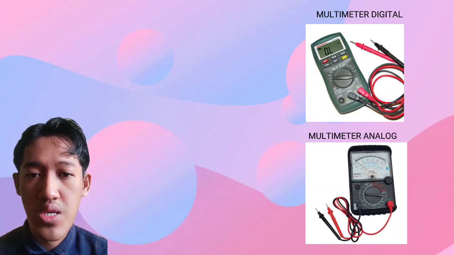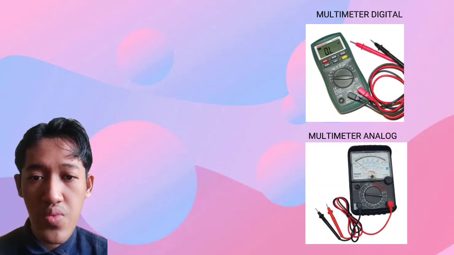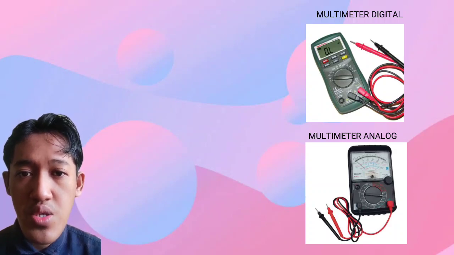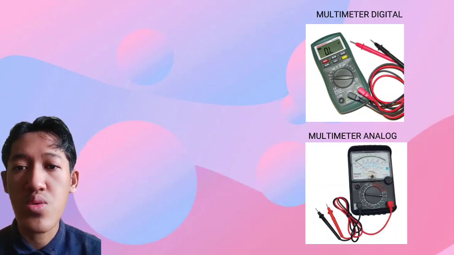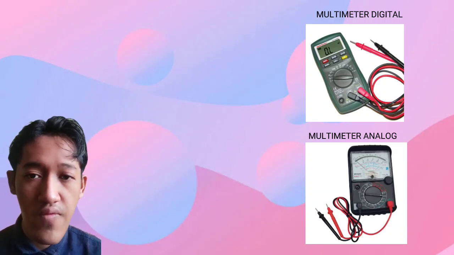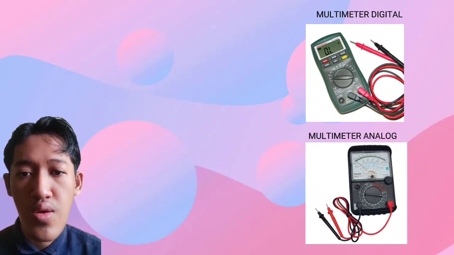The polar hole serves as the entry point for the positive test lead with red color and the negative with black color. 5. Polarity selector switch. This switch serves to select the polarity of the AC or DC current. 6. Pointing needle. This needle is used to show the measurement result. This pointer is specifically for analog multimeter. 7. Scale. This scale serves to read the final result of the electrical component measured in an analog multimeter.